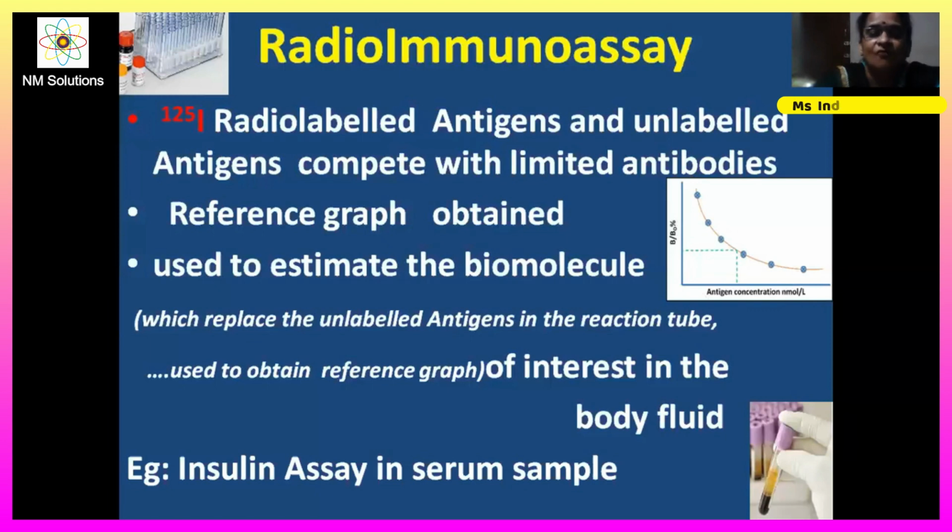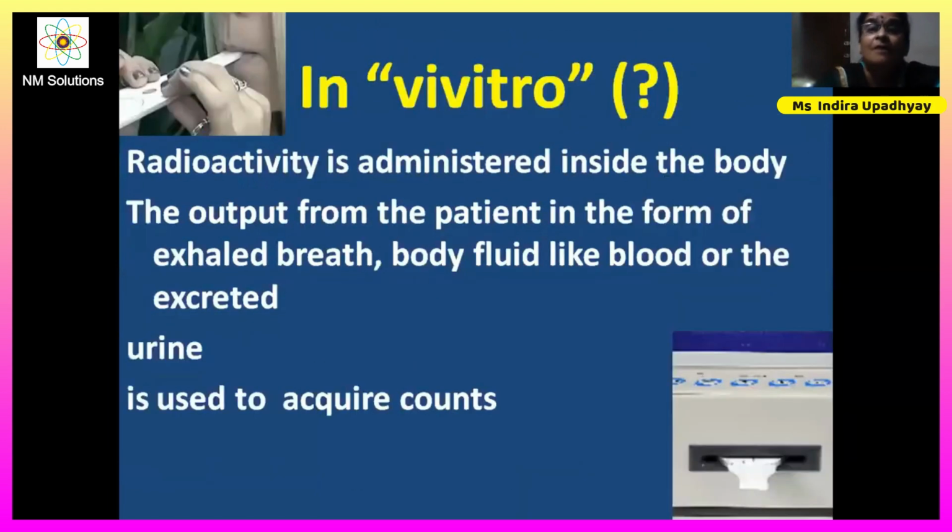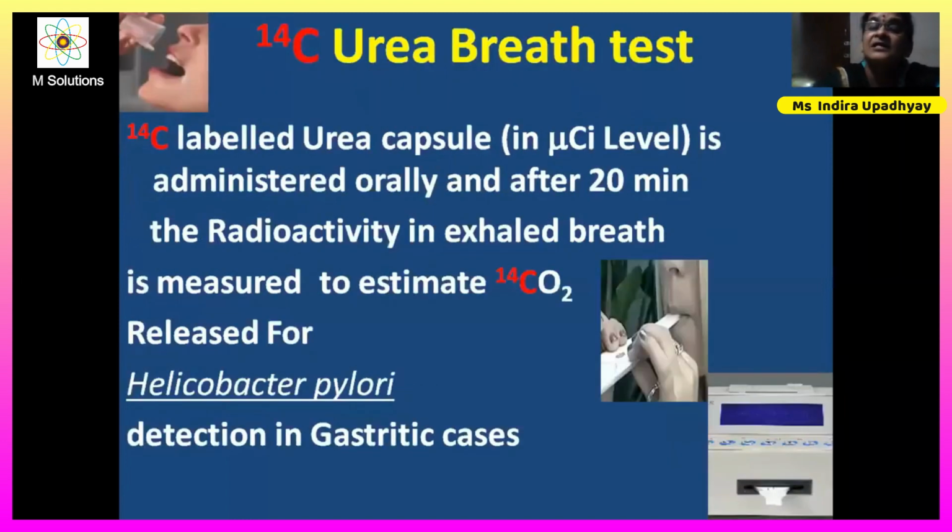Now let us go for the in-vivitro method. Now you can see here that radioactivity is administered inside the body, but the output is not from the patient's radiation signal or anything like that. It is in the form of exhaled breath, body fluid like blood, or the excreted urine that is used to acquire the counts. So this is why I have this terminology. And the example here is the 14 carbon urea breath test.